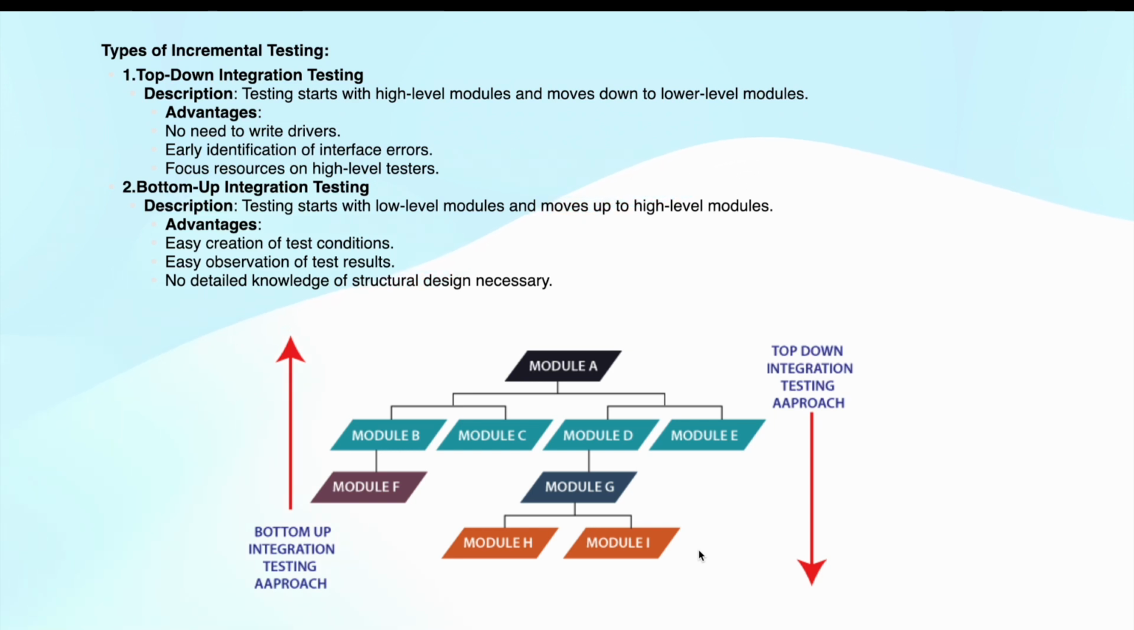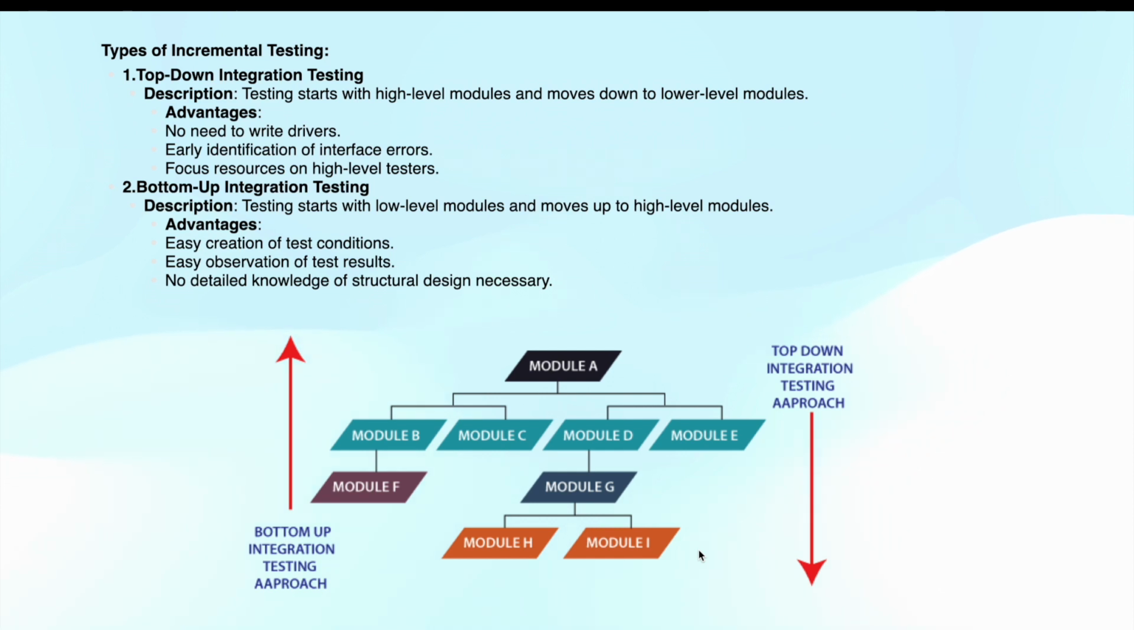High-level modules are tested first, followed by low-level modules. Stubs and drivers are used in this approach. The advantage of top-down integration testing is that there is no need to write drivers. Interface errors are identified early and fault localization is easier. Low-level utilities are not extensively tested, focusing resources on high-level testing.